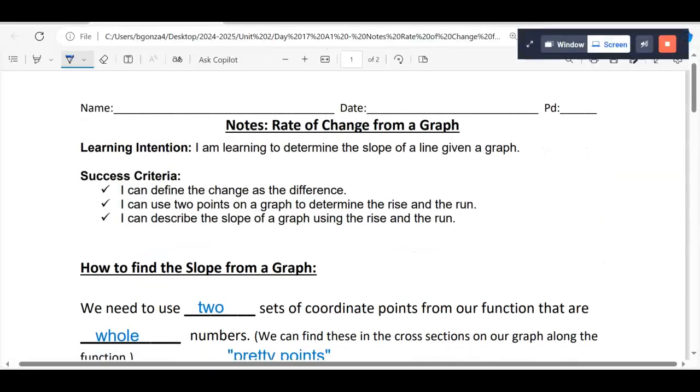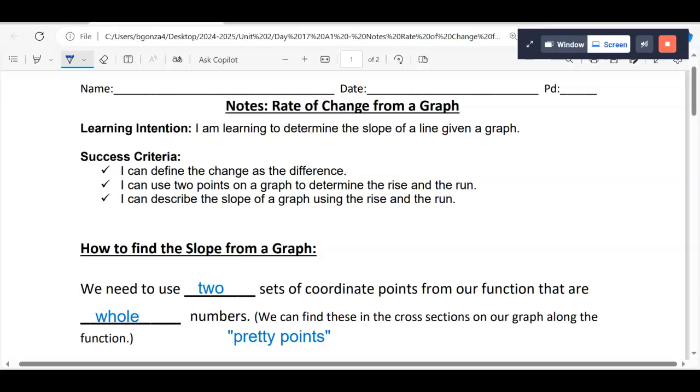All right, let's start with this. Go ahead and write this down. All right, rate of change from a graph. So how do you find the slope from a graph? Hopefully you already know this.